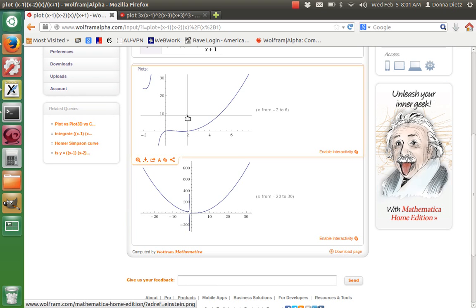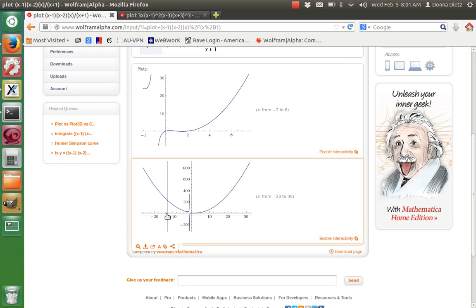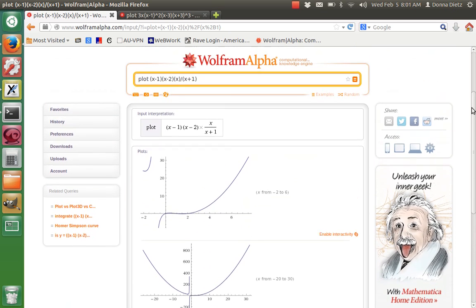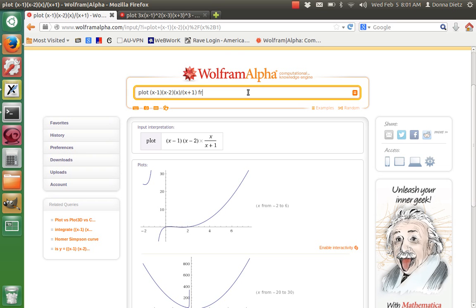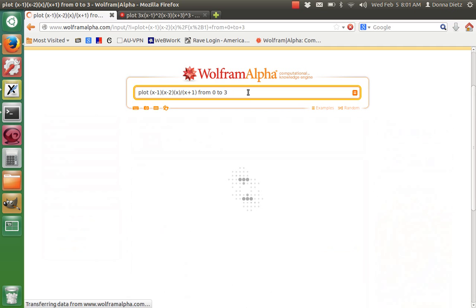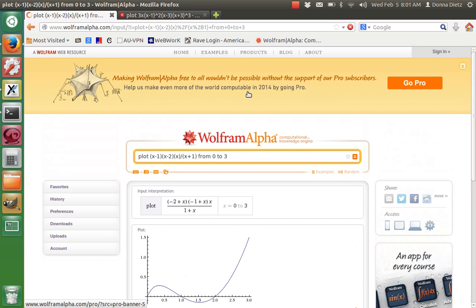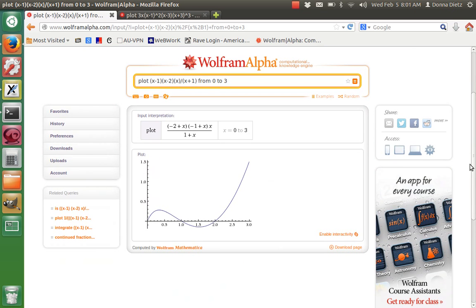But if you zoom in, you see that there's a root at 0, a root at 1, and a root at 2. And if you can't see that, I'm going to change where I'm looking so that I can get a better plot. So from 0 to 3, for example, plot this and see what happens. See, so I wasn't lying to you. We really have roots at 0, 1, and 2. They're just kind of hard to see.